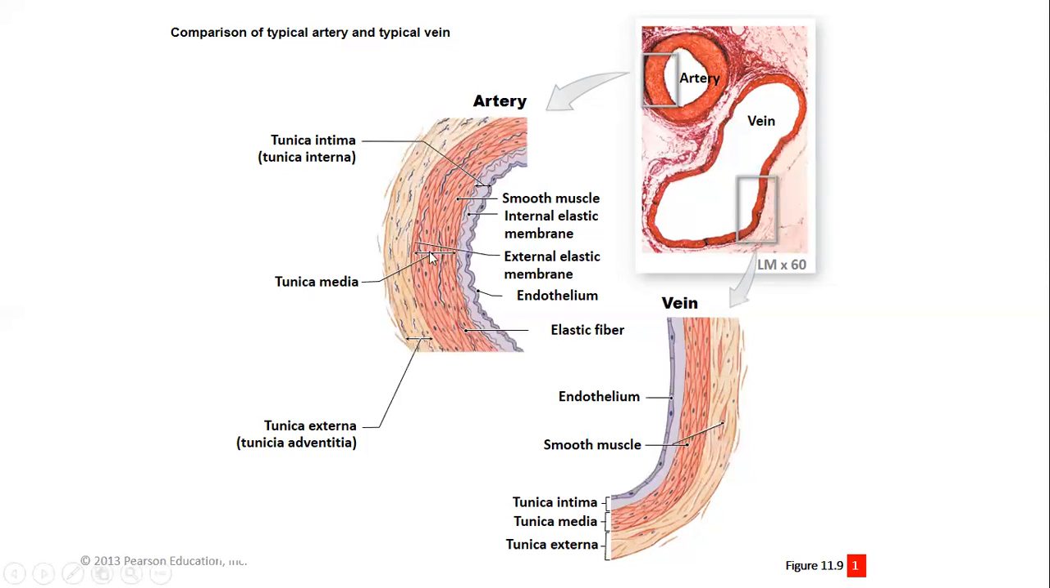So this is an artery. Look how thick this wall is compared to a vein. So in the vein, the tunica media is much thinner. So veins don't constrict and dilate nearly as much as arteries do.